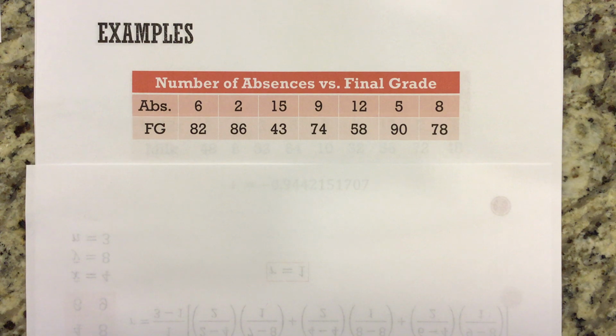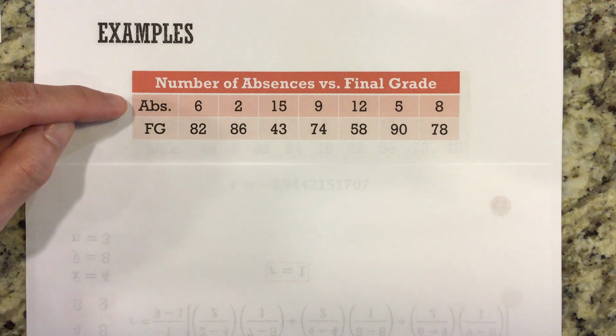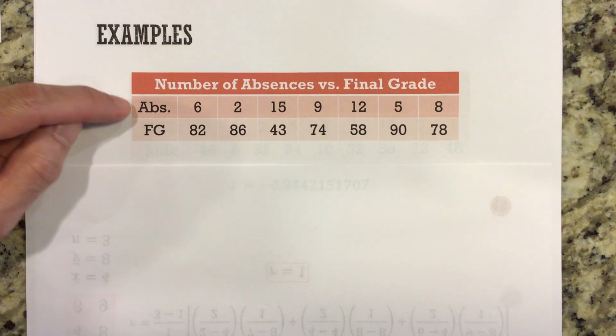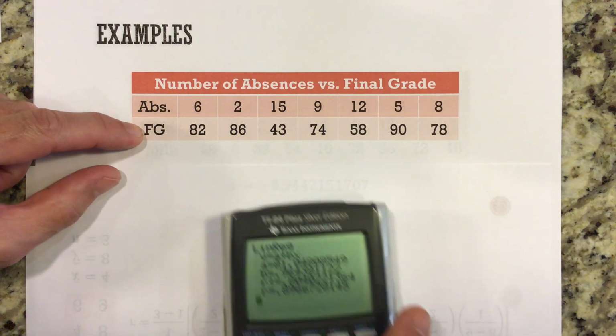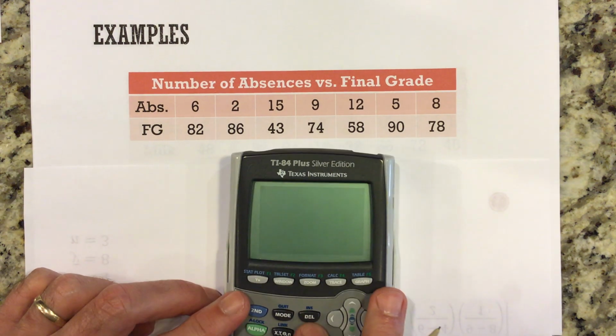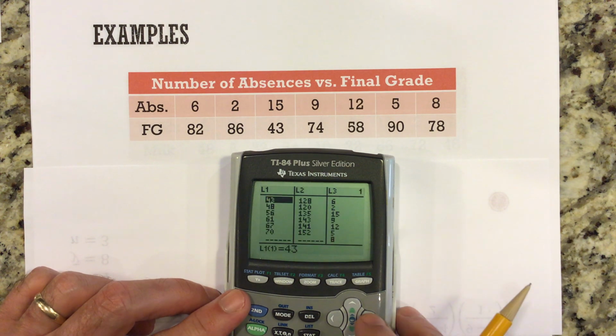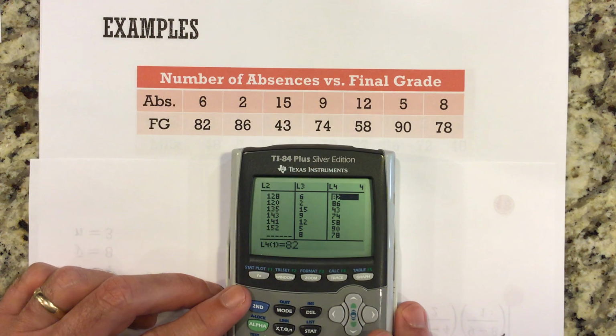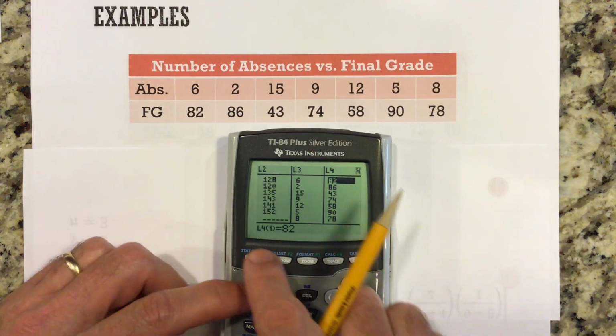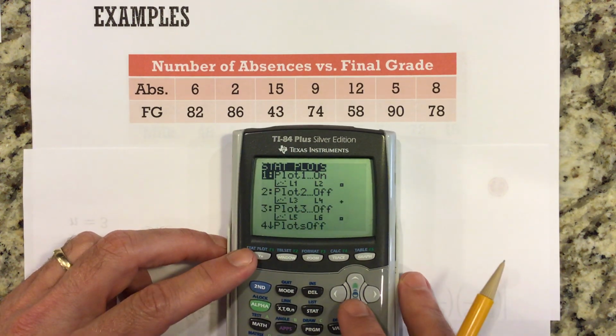Okay, so in most instances, we would say absences should be explanatory. So absences would be my X or independent. Grade would be my Y or dependent or response variable. Okay. I've already entered the data, list 3 and 4. So first step, I'm gonna graph a scatter plot of that data.